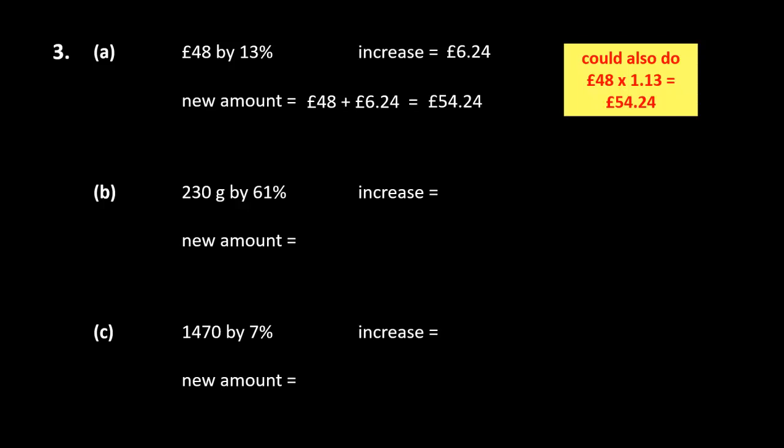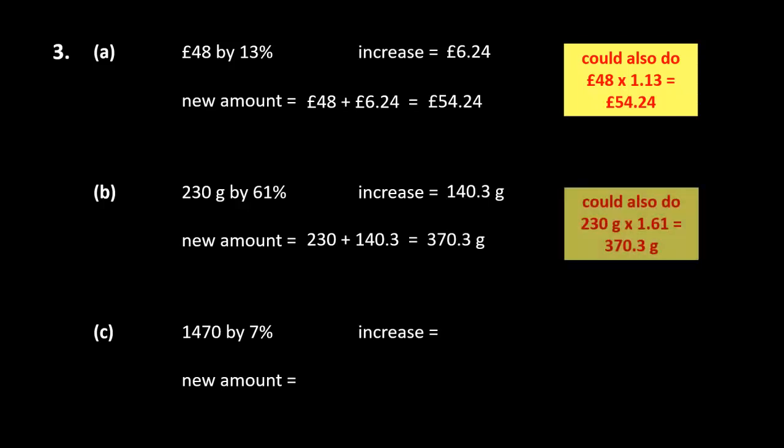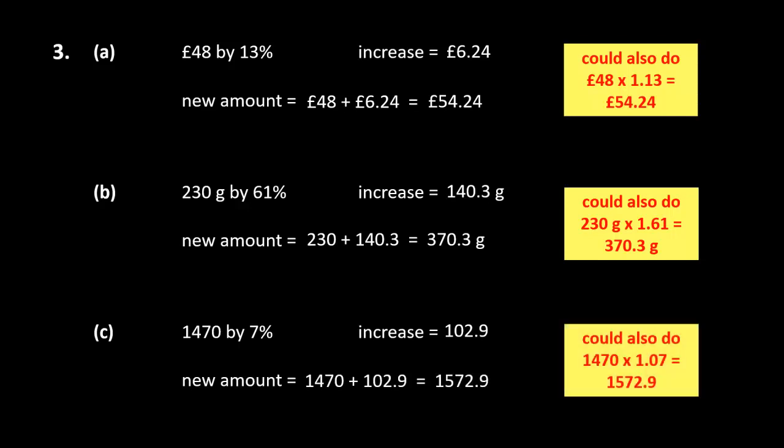Okay, part B. So 61%. We work out that's the increase. Add it on, and we should have 370.3 grams. I think that's the best way in doing it. Could do it the clever way. There it is. 3 part C, the increase is 7% of 1,470, 102.9. Add them on, what do you get? 1,572.9. There's the clever way. You might want to ignore that. You might want to use it.